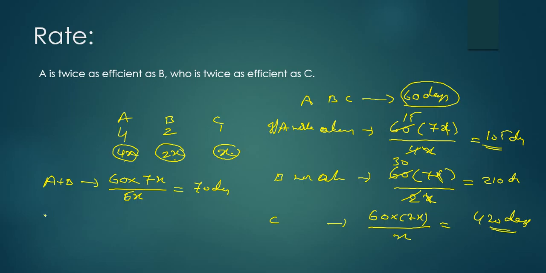What happens if A and C work together? Same. 60 into total work, which is 7X. A is doing 4X units per day and C is doing X units per day. Together they do 5X units per day. X and X should cancel. 5 ones are 5, 5 12s are 60, which equals 84 days.